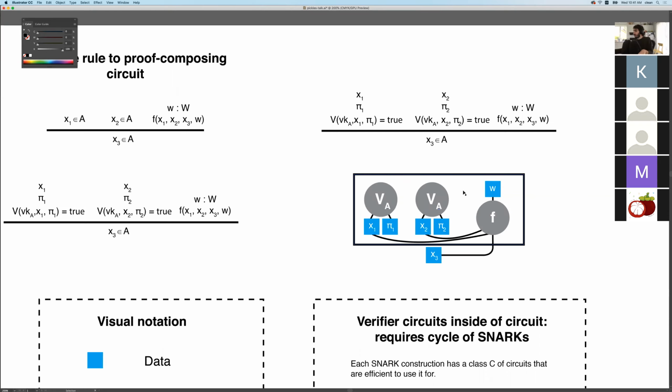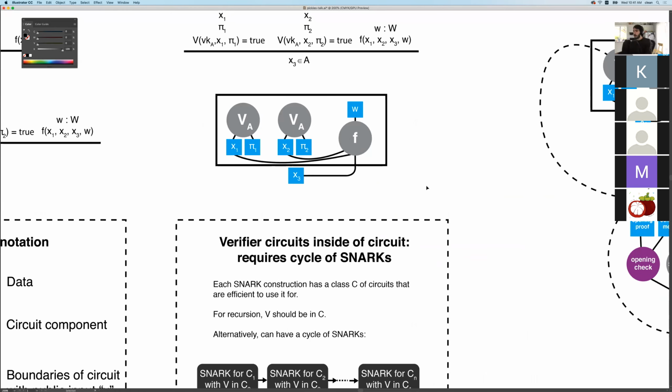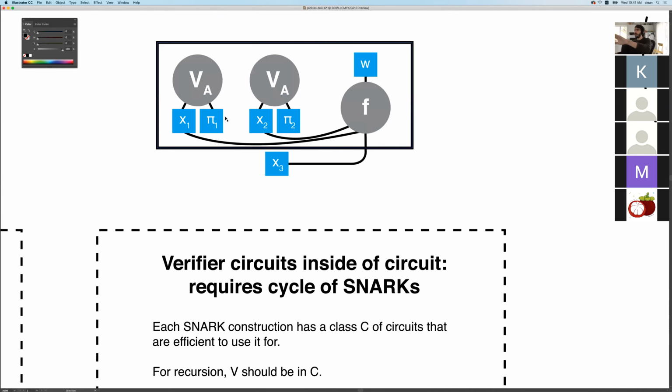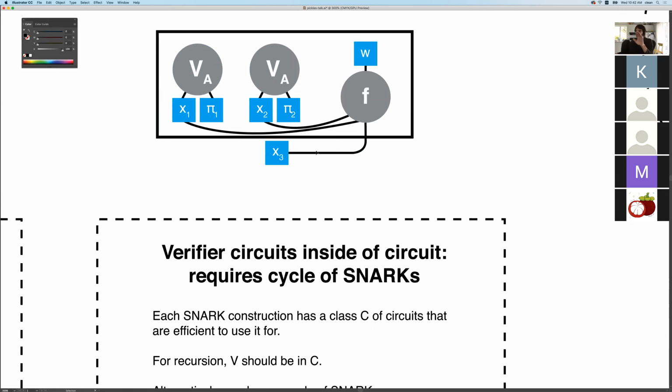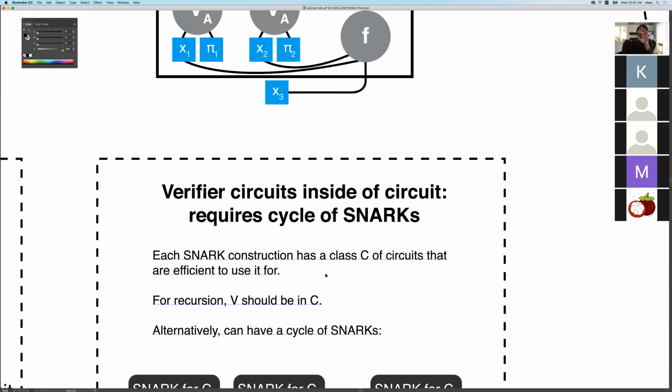Great. Okay, so as I was saying, because we're going to stick a verifier inside of a circuit and then use a SNARK proof system on it, the verifier needs to be in the class of circuits which is efficient for that proof system. We're not always so lucky, but there is an alternative which is practical, which is that of having a cycle of SNARKs.